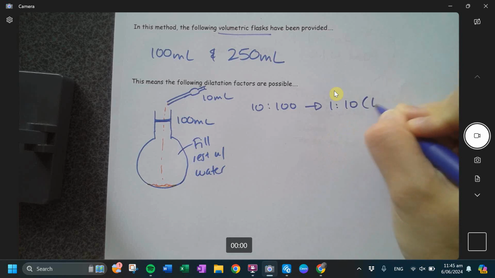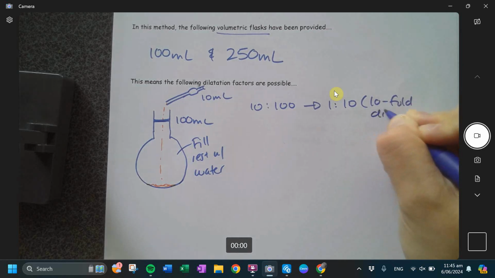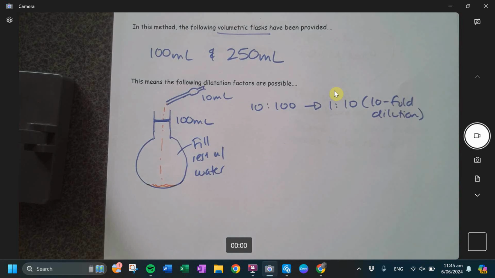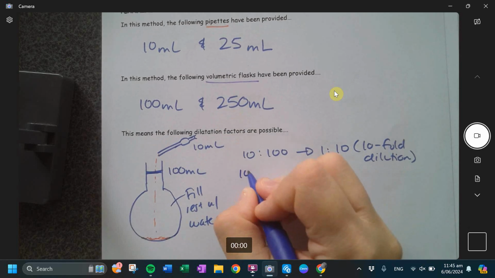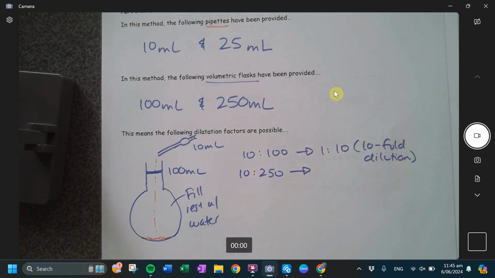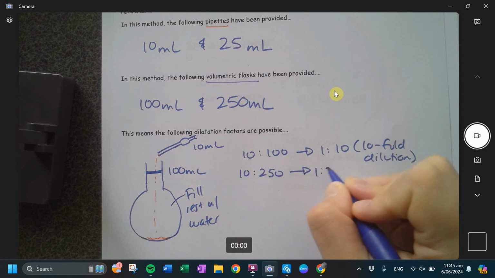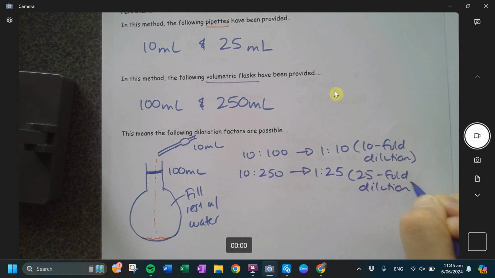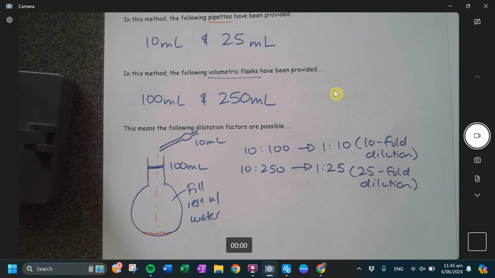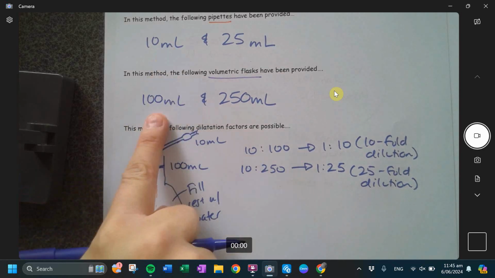So 1 into 10, 10-fold dilution. Are you okay with that as an option? All right, if I did 10 into 250, that would be a 1 in 25 dilution. So I'm just calculating out how much I'm diluting it by. If I take 10 mils and put it into 250, I'm going to get a 25-fold dilution, so it's 25-fold less concentrated than the original. So that is 10 into 100, 10 into 250.